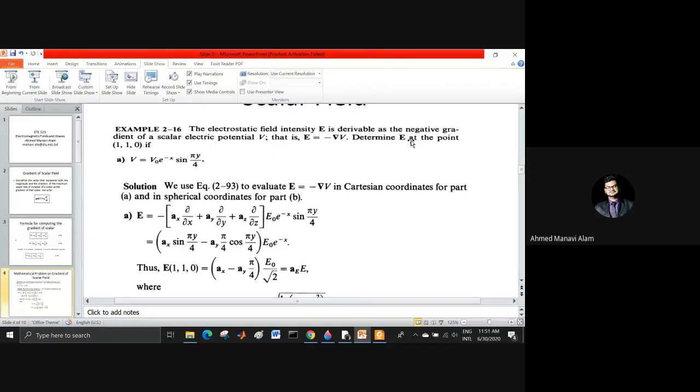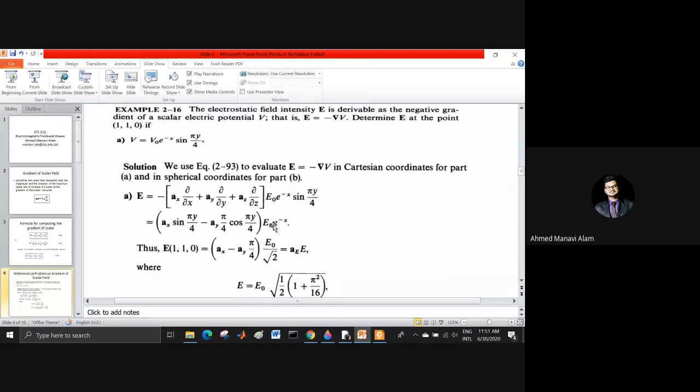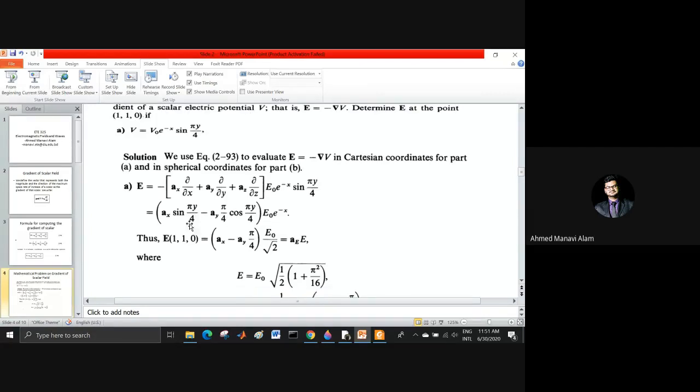He wants to determine the e at the point 110. 110 point means x value 1, y value 1, z value 0. That means in this function you need to replace the value of x with 1 and the value of y with 1, so it becomes sin pi by 4, okay, it becomes sin pi by 4. It is pi by 4 cos pi by 4, okay.